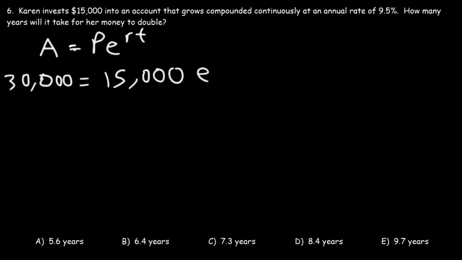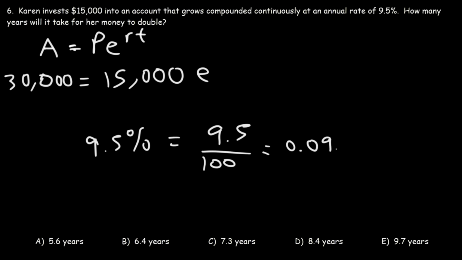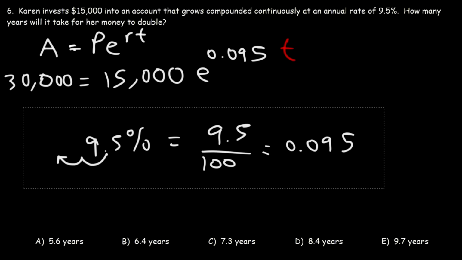r is the interest rate as a decimal. So we need to convert the percentage into a decimal. We can do this by dividing 9.5 by 100. And so r is going to be 0.095. So you can move the decimal point 2 units to the left. Since we're trying to determine how many years it's going to take for our money to double, our goal is to solve for the variable t.